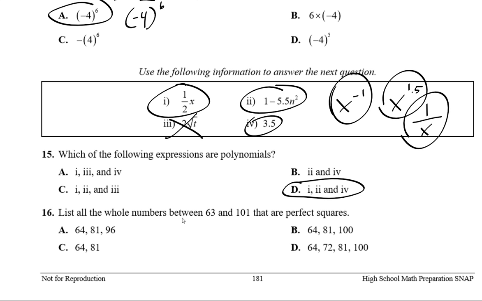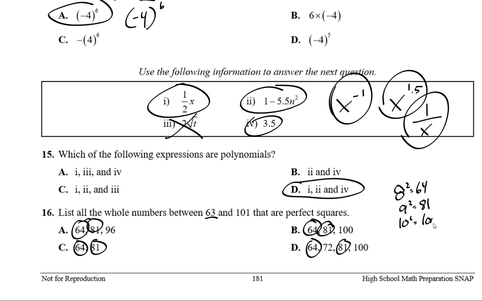For 16, list all the whole numbers between 63 and 101 that are perfect squares. I don't know how you've been doing with memorizing your perfect squares, but the next one after 63 is 64, because that's 8 squared. So we know 8 squared is 64. 9 squared is 81, so 81 better be in there. 10 squared is 10 times 10, or 100. 100 better be in there.